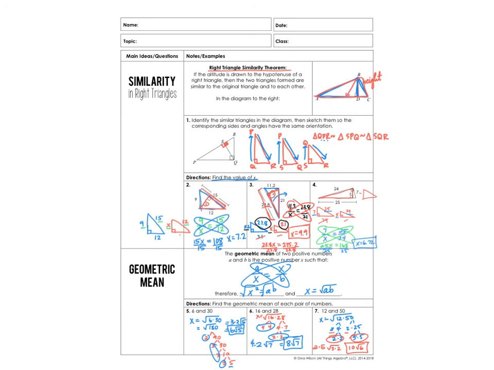Okay, so that is how you find the geometric mean. X equals the square root of the two numbers multiplied, and then simplify. Okay, we will go over the rest of geometric mean tomorrow.